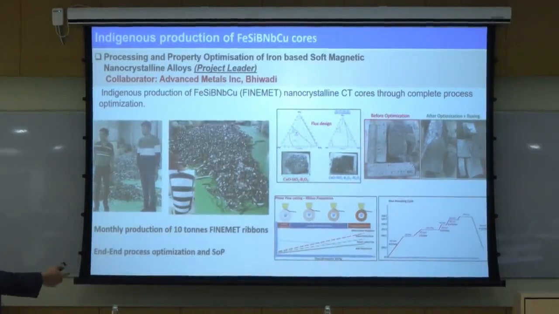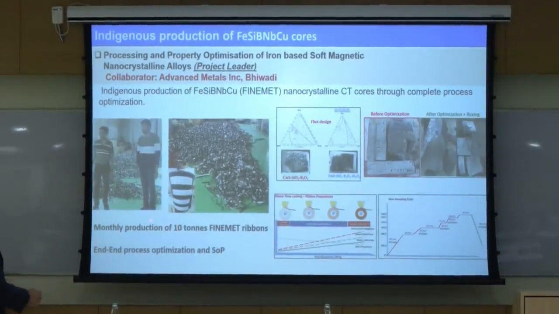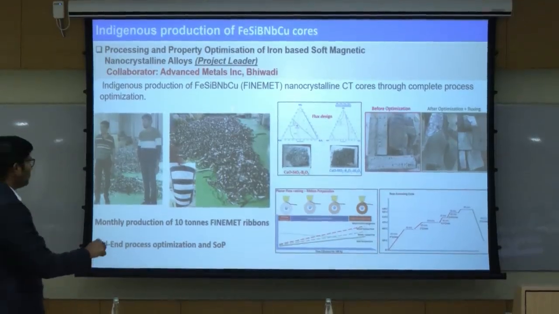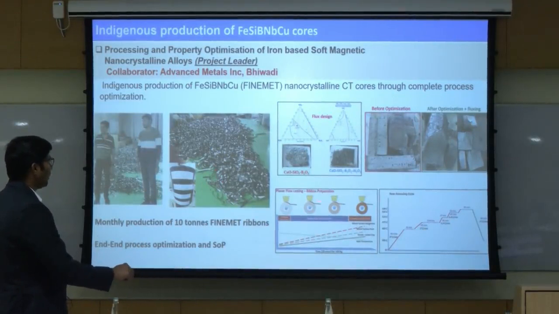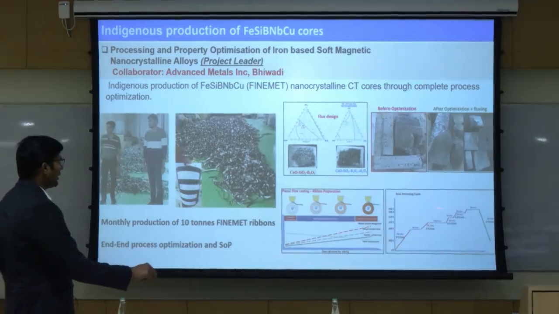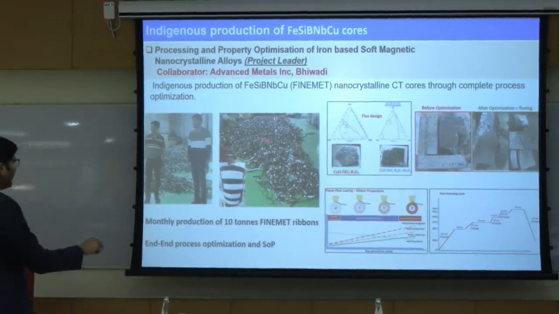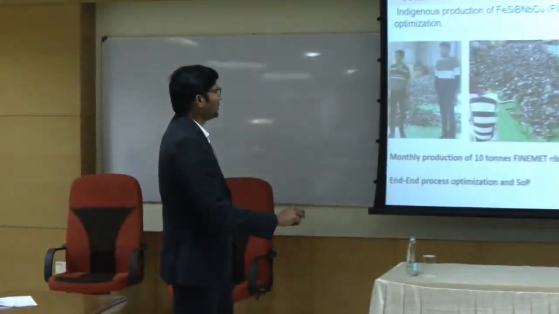up any vacuum induction furnace based processing, they have an air induction based processing. Right from the raw material selection, we designed a cover flux, then we improved the ingot, then we optimized the planar flow casting, optimized the annealing cycle. We have done complete optimization of this plant, and right now they are successfully producing 10 tons of fine metal ribbons with 97% pass rate.